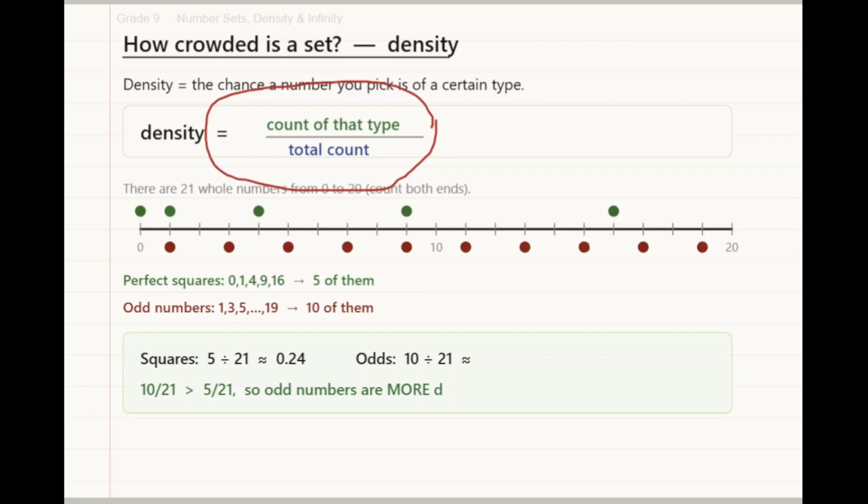So now let's come to the definition. Density is defined as the count of a particular type divided by the total count or the total range. Here, how many perfect squares are there? 5 out of a total of 21 numbers, so the value comes to 0.24. And here you have 10 odd numbers out of a total of 21, so the value is 0.48. So in this case, the odd numbers are denser than the perfect squares in a given range.